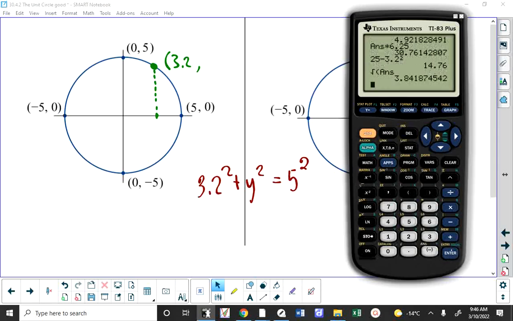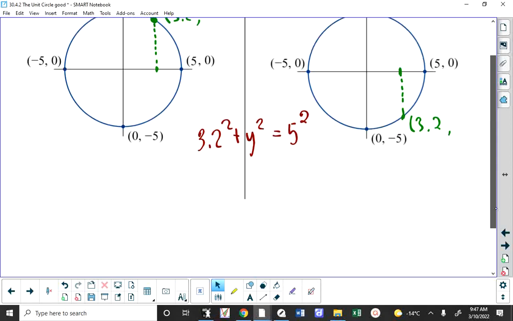and I get this number. I try to convert it to a fraction, and I can't. So this is the pitfall, the downside of relying on your calculator. We want exact values. So if you wanted decimals, yes, you could say x equals plus or minus 3.2, or y equals plus or minus 3.84. But we can't do it that way.